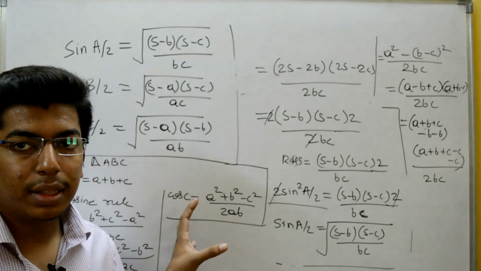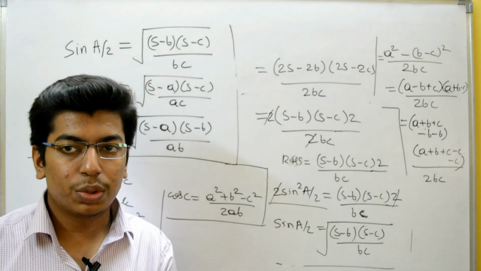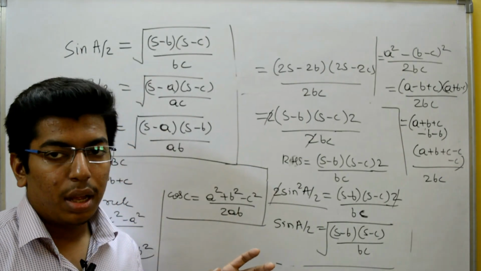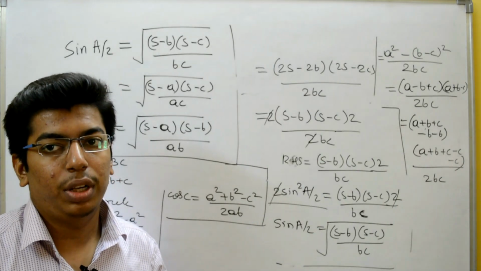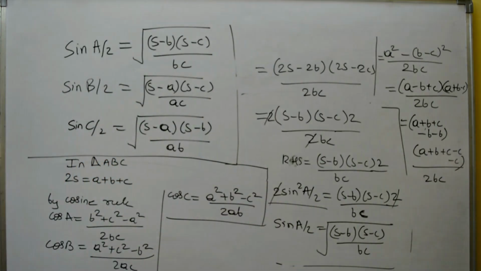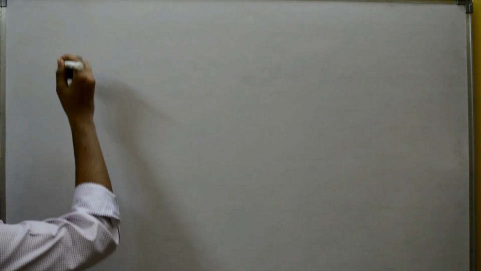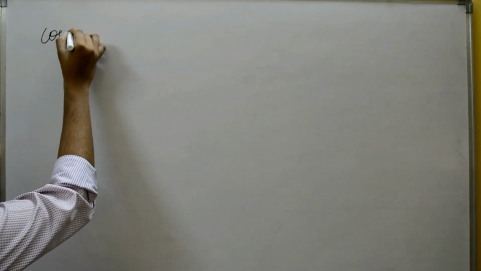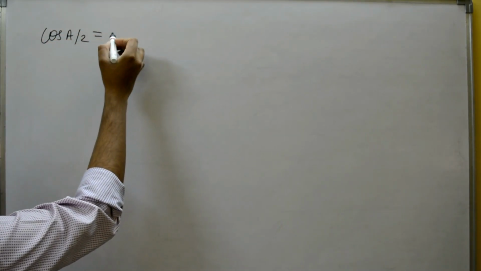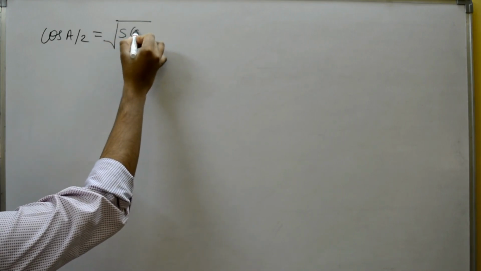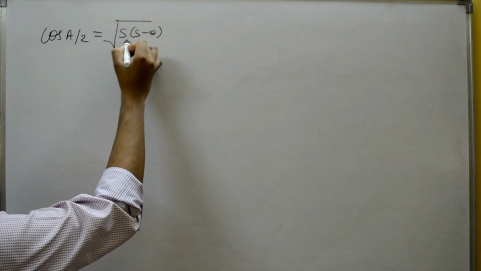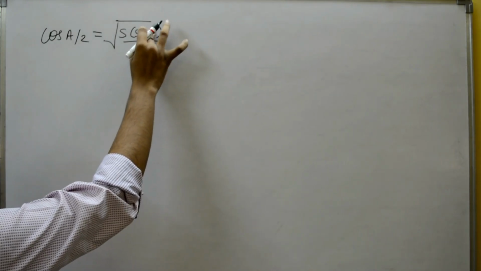सो लुक एट this, then we will further move to the cos half angle formula. Okay, now we will see about the cos half angle formula. So the cos half angle formula is cos a/2 is equal to under root of s(s minus a) upon bc.